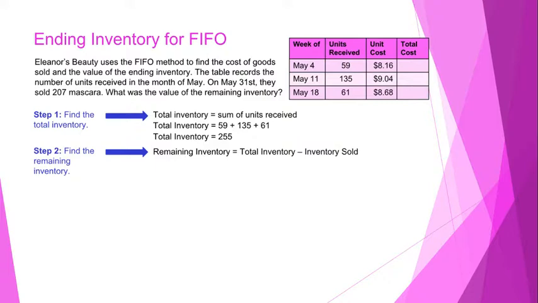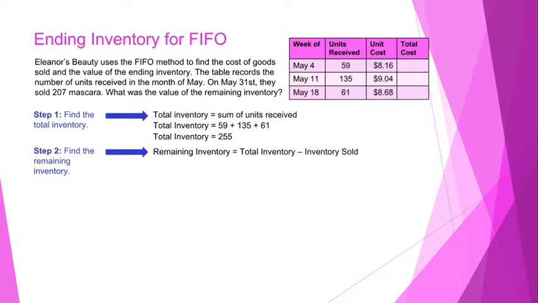So let's do another example. Eleanor's Beauty uses the FIFO method to find the cost of goods sold and the value of the ending inventory. The table records the number of units received in the month of May. On May 31st, they sold 186 brushes. What was the value of the remaining inventory? Well, the first step is we need to find the total inventory. So we're going to add up the number that we received. We received a total of 247 units of inventory.